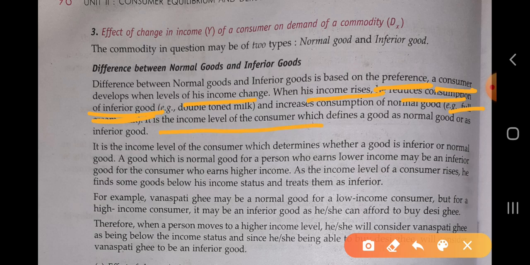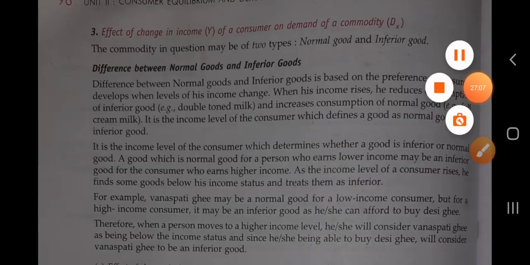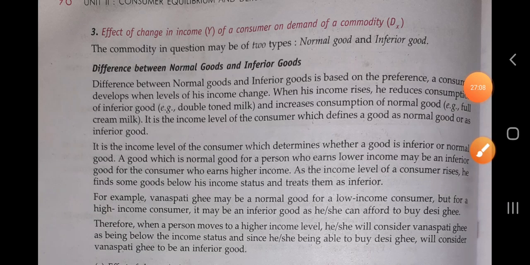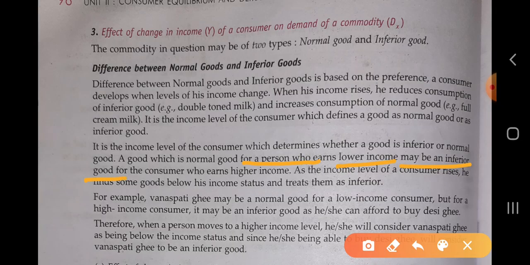It is the income level of the consumer which defines the good as a normal good or an inferior good. Okay, it totally depends upon the income of the consumer. For that, he or she will decide which one is the inferior good as well as which one is the superior good or normal good. Okay, a good which is normal good for a person who earns lower income may be an inferior good for the consumer who earns higher income.